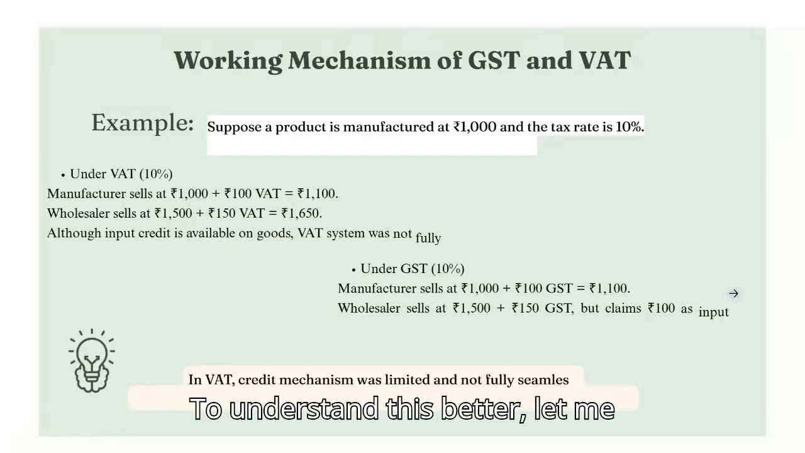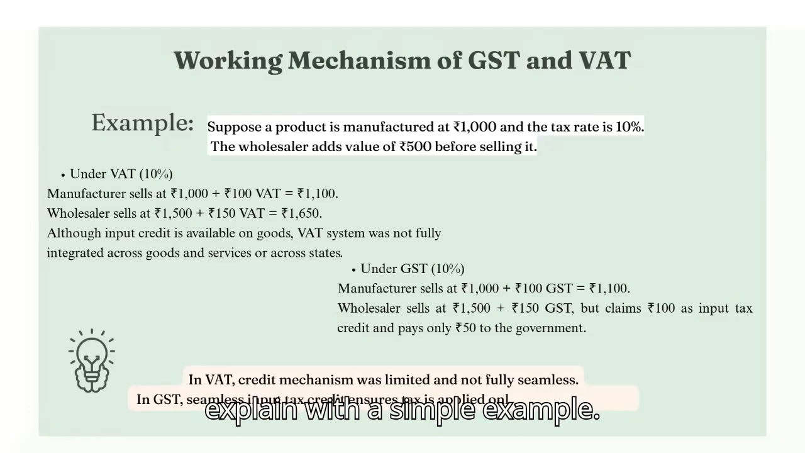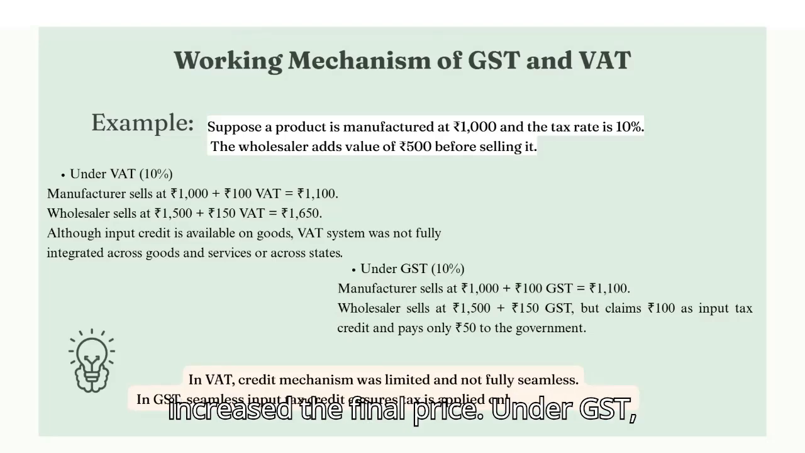To understand this better, let me explain with a simple example. Suppose a product costs rupees 1000 and the tax rate is 10%. The wholesaler adds rupees 500 value. Under VAT, the manufacturer charges rupees 100 tax and the wholesaler charges rupees 150 tax on rupees 1500. Credit was not fully seamless, so sometimes tax on tax increased the final price.